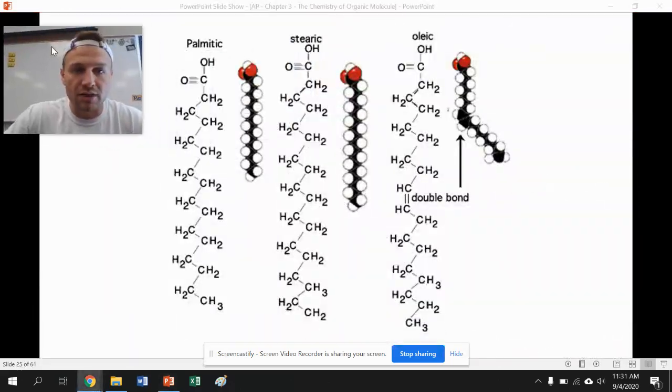We can see here are 3 examples of fatty acids. These first 2 are straight chain. They're saturated fatty acids. Every single carbon has at least 2 hydrogens with it. Here's where that double bond is. You're missing 2 hydrogens. So you have a little bit of a kink in that fatty acid.